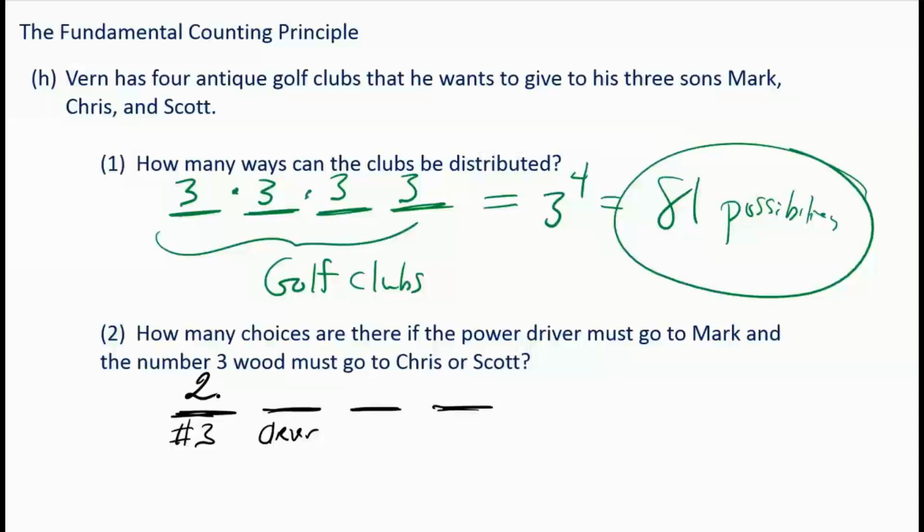It could either go to Chris or it could go to Scott. Now the driver, it says, must go to Mark. No other options. It must go to Mark. How many options is that? 1. 1 option for the driver.